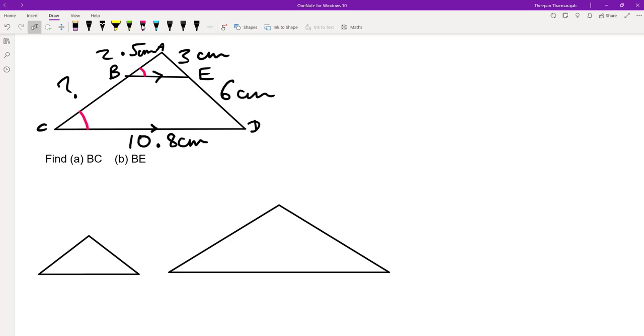The next angle is angle AEB, which is corresponding to angle ADC. And we have a third common angle at the top. So we can draw those angles in our triangles. So the bigger triangle must look exactly like the second triangle in terms of the angles.